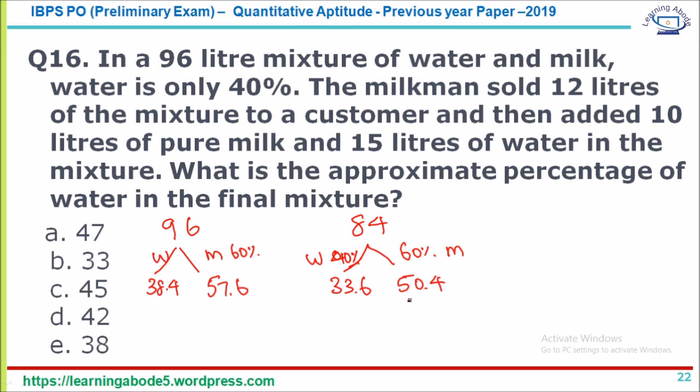Now after that, what is happening? 10 liters of pure milk is added. So that becomes 60.4, and 15 liters of water is added. So that becomes 48.6. Now the question is, what is the ratio of water to milk? Water is 48.6 and milk is 60.4.